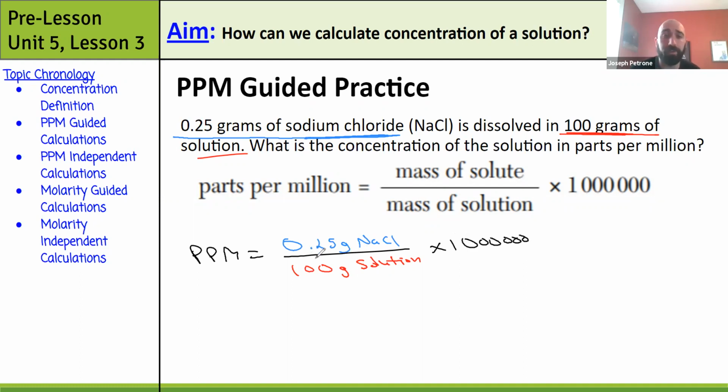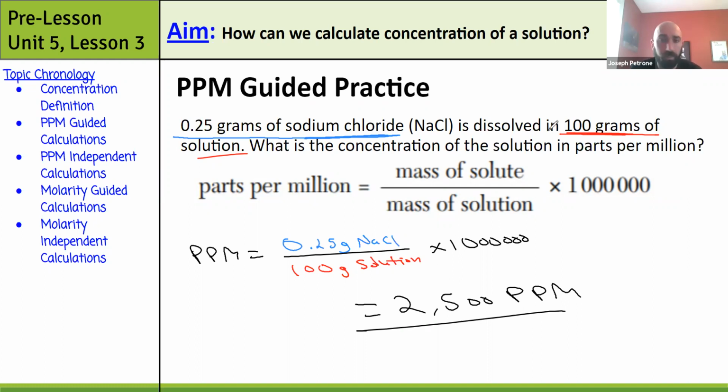So you would just pop this into your calculator. 0.25 divided by 100 times 1,000,000 is going to get you 2,500 parts per million. So what this means is that if I had 1,000,000 particles of this solution, so combining the sodium chloride and the water, like those molecules, and I counted them up, 2,500 of them would be salt, NaCl. The remaining would be whatever the solvent is. Say it's water, it would be water.